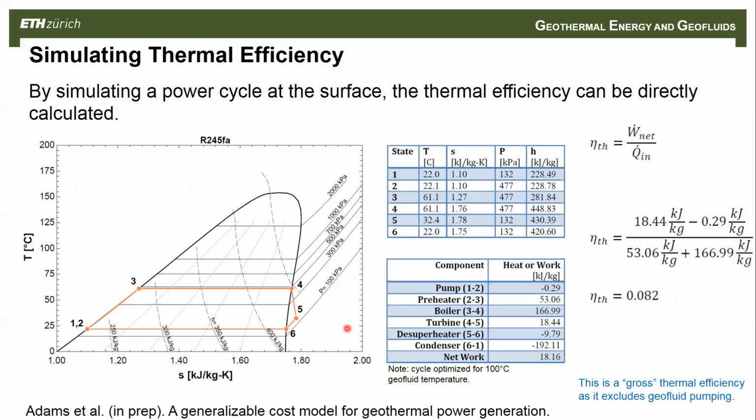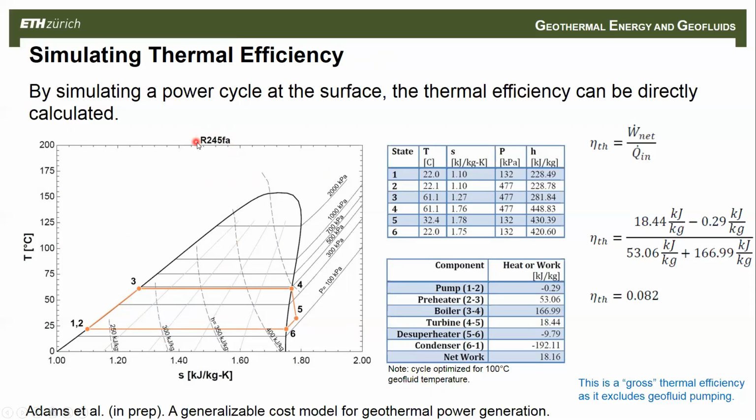The last thing you can do is actually simulate a power cycle at the surface and calculate it. It's a little backwards, because if you're simulating a power cycle, you don't need the thermal efficiency. You can just calculate the power. But just to give you the full range of options, I'm showing this as well. I don't expect you to be able to make a power cycle like this, but I'm just showing you as an example.